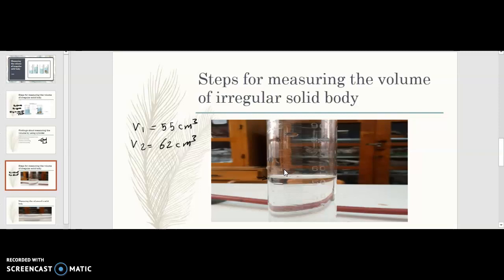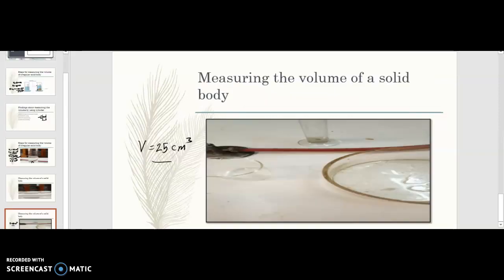To get the volume for this battery, V for the battery equal V2 minus V1, V2 which is the total volume, V1 which is the volume of water only. 62 minus 55, 7 cubic centimeter.